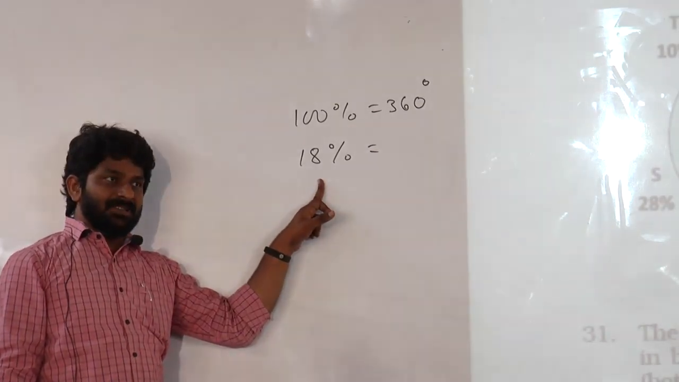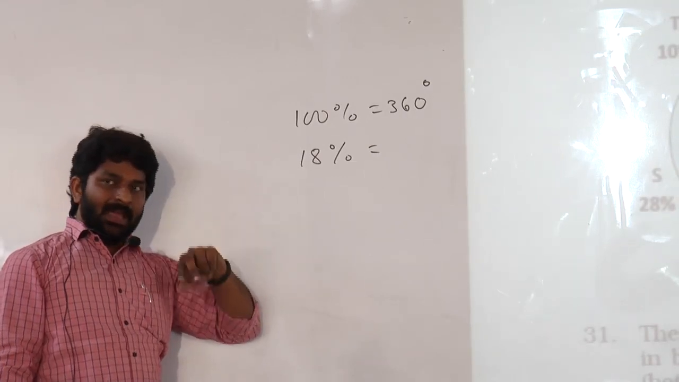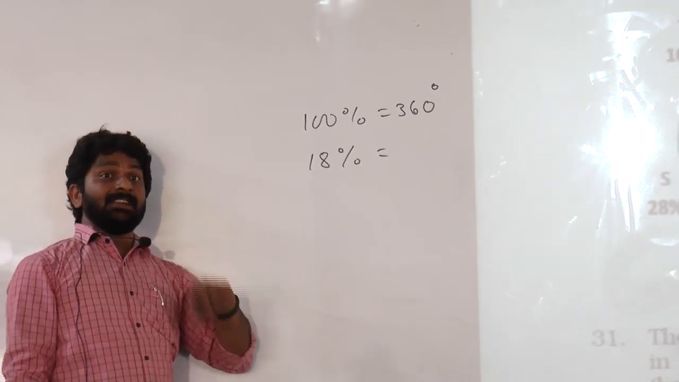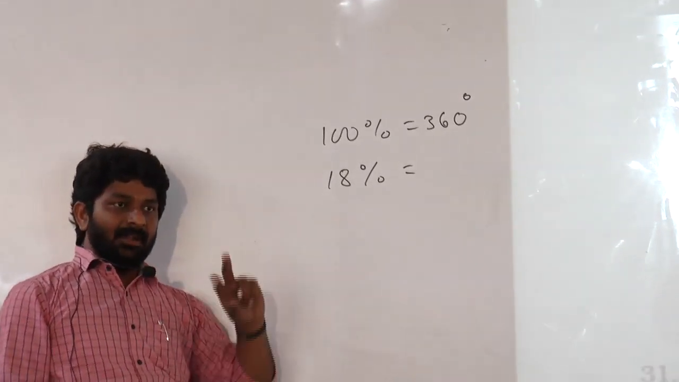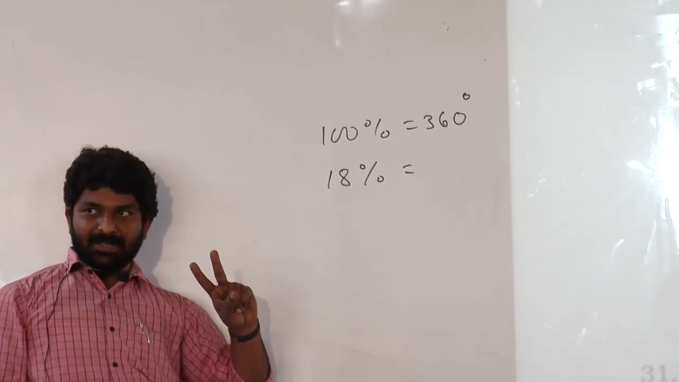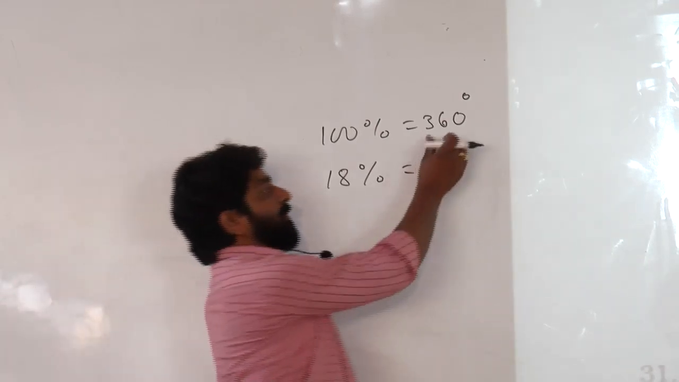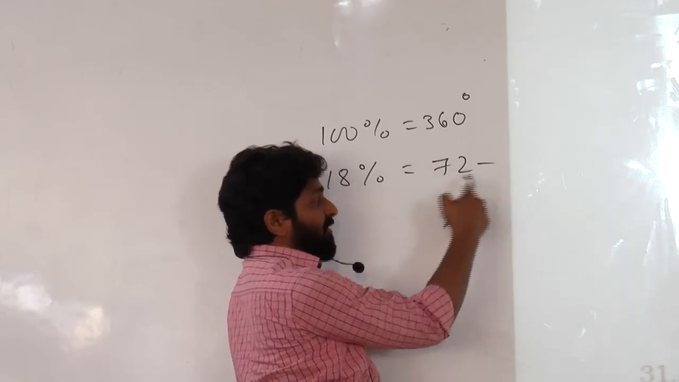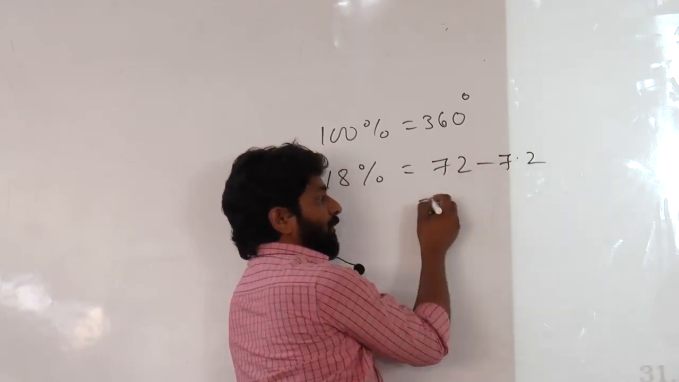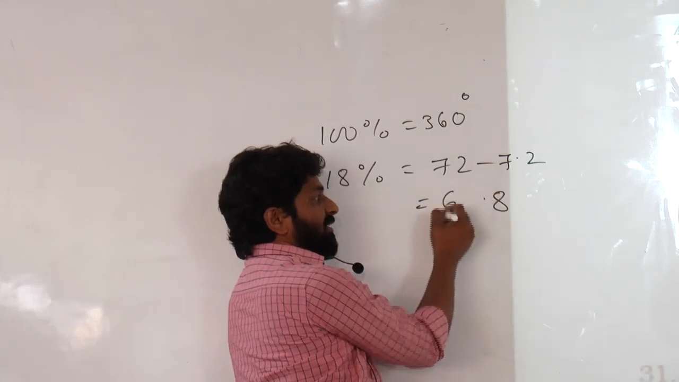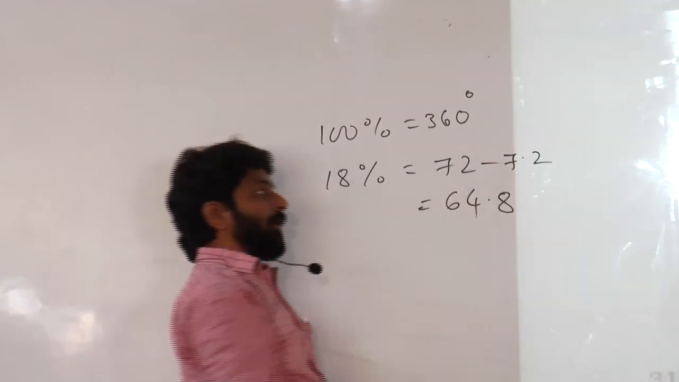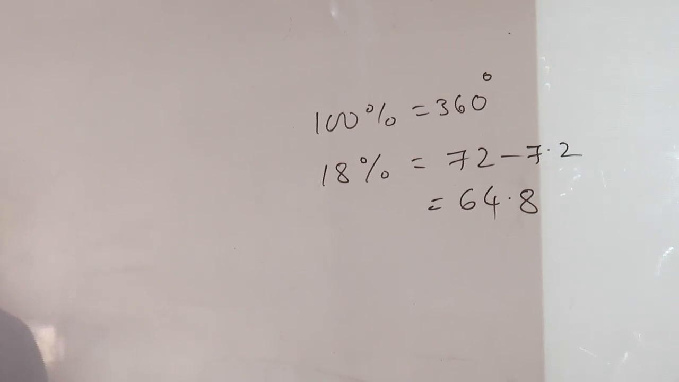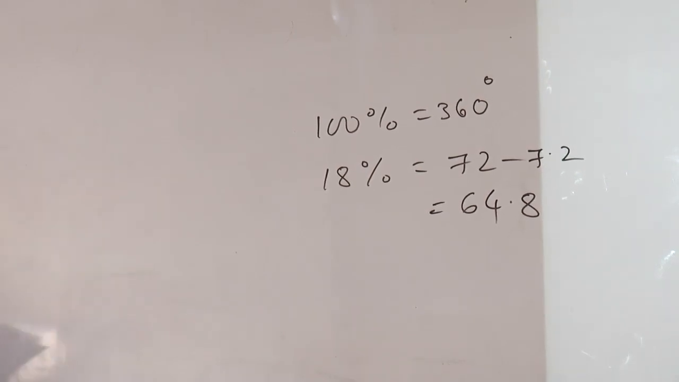How do we get 18%? 20% minus 10% of 20%. 10% of 20% is again 2%. So 10% is 36, 20% is 72. Minus 2% will be 7.2. 60 4.8. Next.